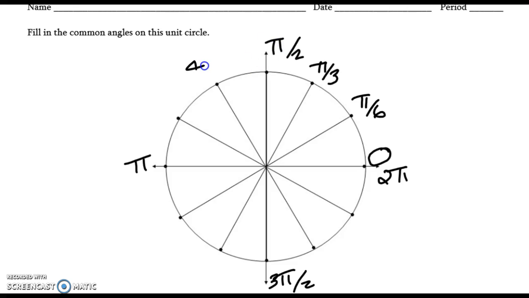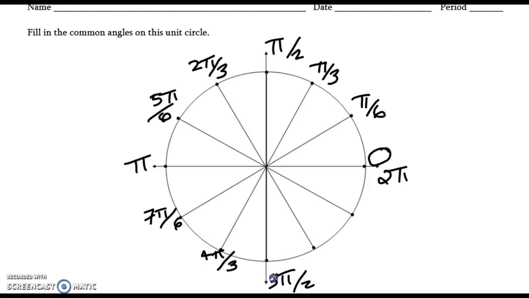This one is 4 pi over 6, but instead of writing it as 4 pi over 6, we could easily simplify that to 2 pi over 3. This one is 5 pi over 6, which we cannot simplify. This is 6 pi over 6, which is the same as pi. 7 pi over 6, which cannot be simplified. 8 pi over 6, which is the same as 4 pi over 3.